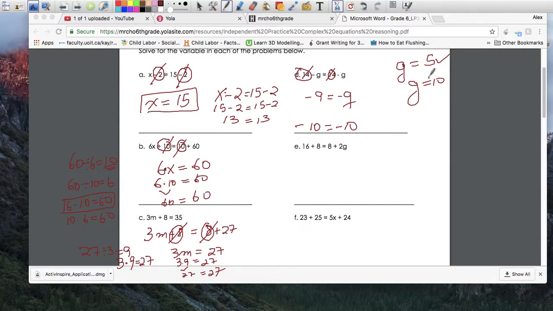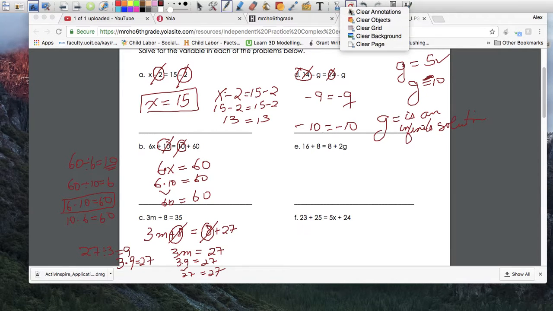So hopefully you pick up that whatever I put for G won't matter. It will always be the same as the other G on the other side because I'm substituting the same number on both sides. So in this case, G has an infinite number of solutions. It can be any number in the world. E is similar, so I'm not going to do that one.